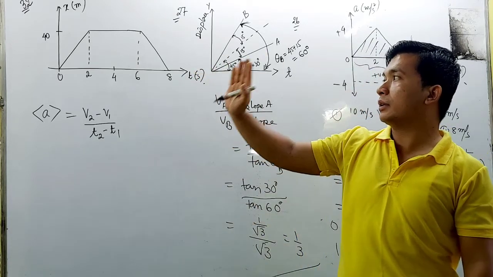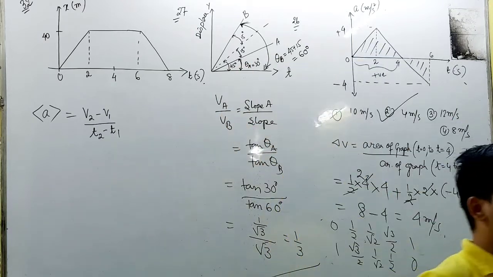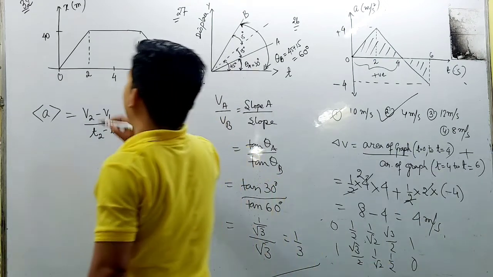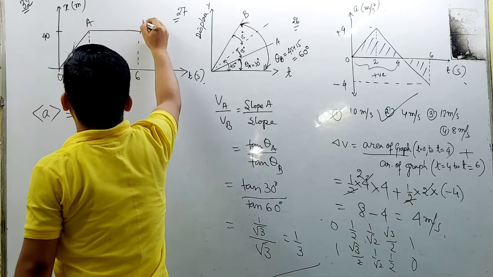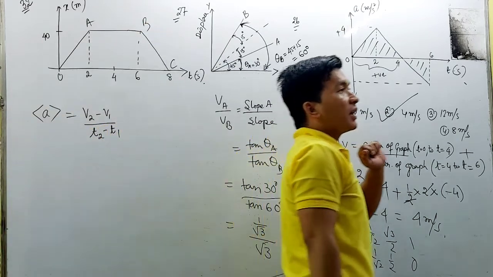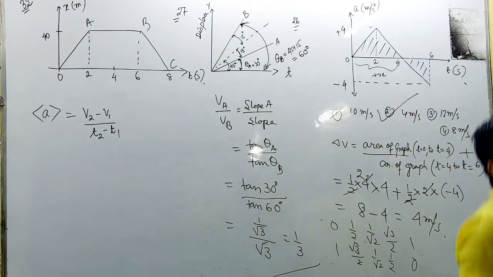Interpret the graph from 0 to 2 seconds. Let me mark the points as A, B, and this is C. We have three different sections for the graph: OA, AB, and BC.